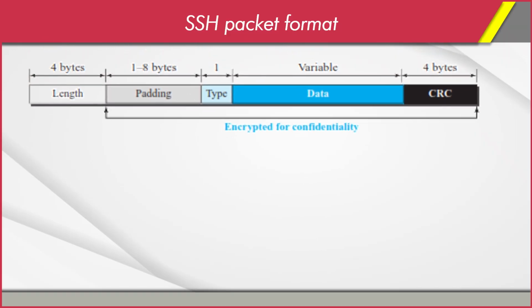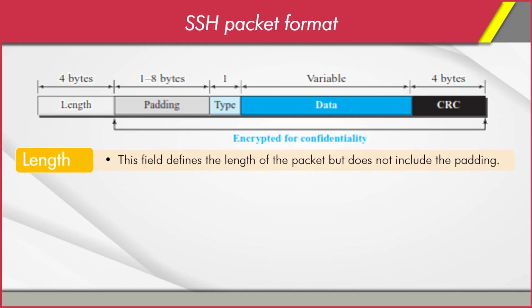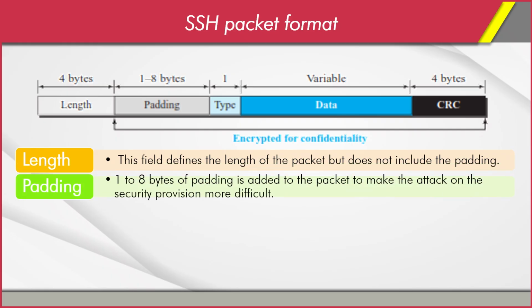This picture shows the format of packets used by the SSH protocols. It contains five fields, namely length, padding, type, data and CRC. The first field is the length field, which defines the length of the packet but does not include the padding. The second field is the padding field, which contains 1 to 8 bytes of padding added to the packet to make attacks on the security provision more difficult.